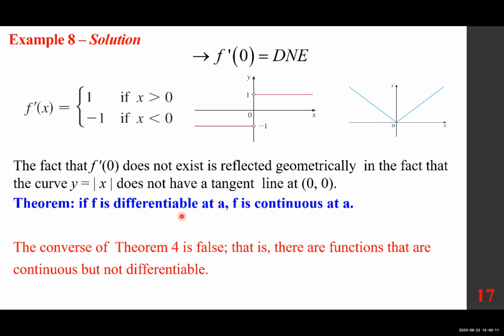So here's the theorem. If f is differentiable at a, f is continuous at a. The converse is false. That is, there are functions that are continuous but not necessarily differentiable. I hope everybody understands the meaning of this. I can't really emphasize this enough.